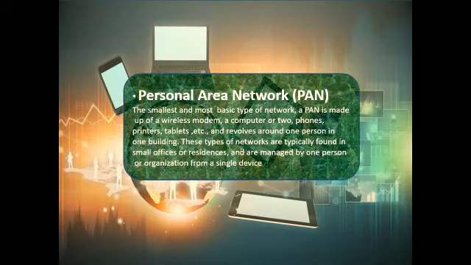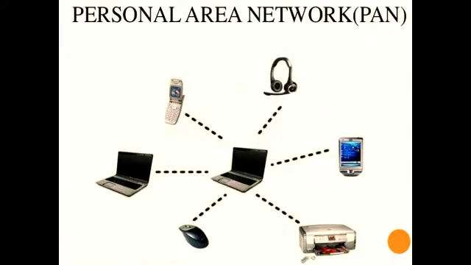The first one is personal area network or PAN. The smallest and the most basic type of network, a PAN, is made up of a wireless modem, a computer, phones, printers, tablets, etc., and revolves around one person in one building. These types of networks are typically found in small offices, residences, and are managed by one person or organization from a single device. A personal area network is shown in this figure.